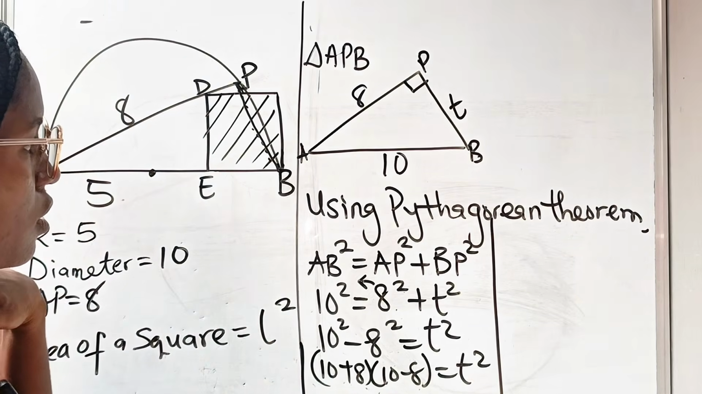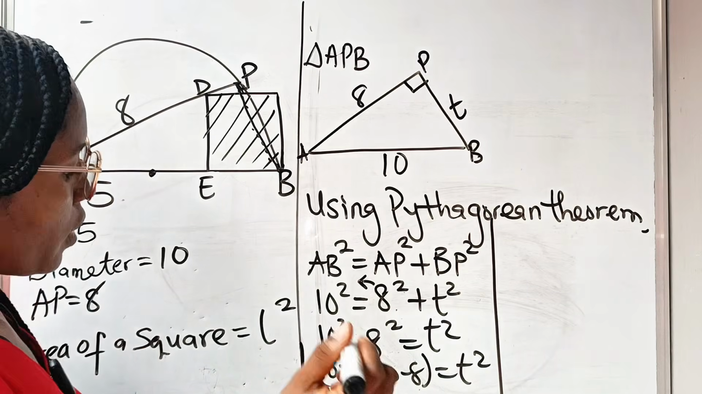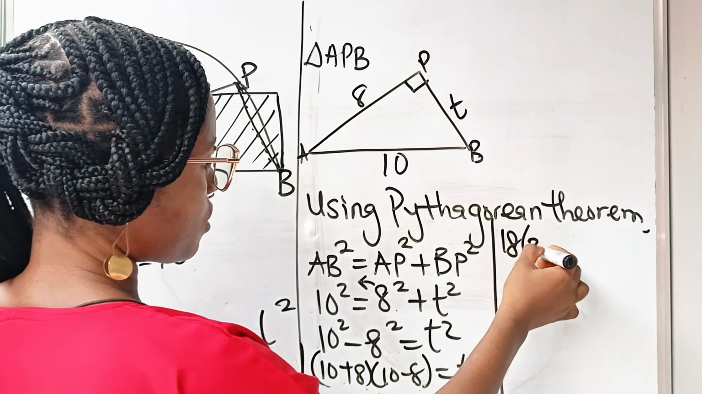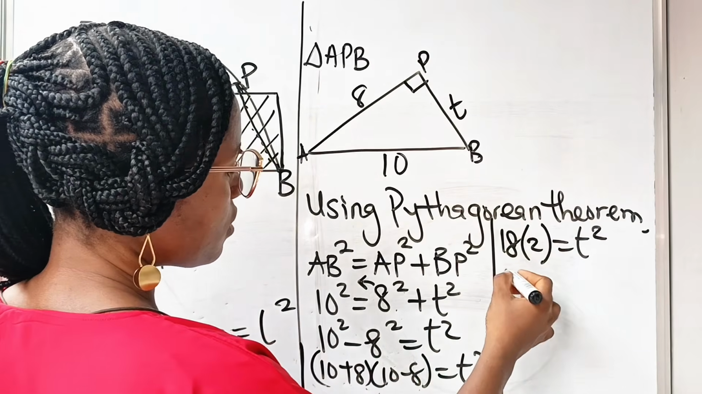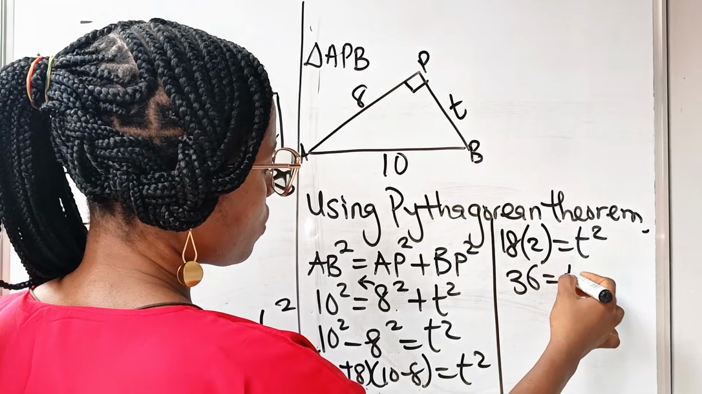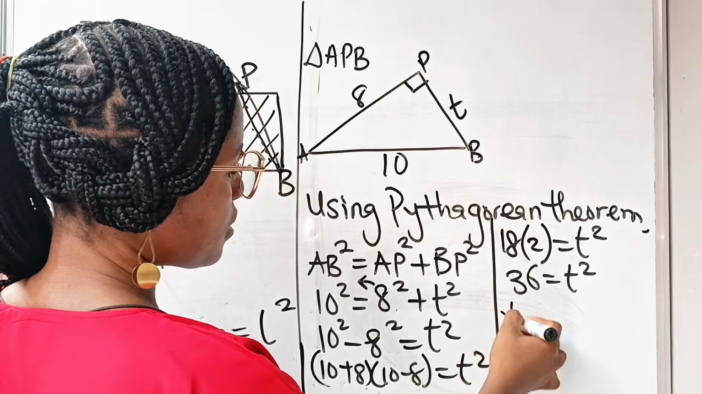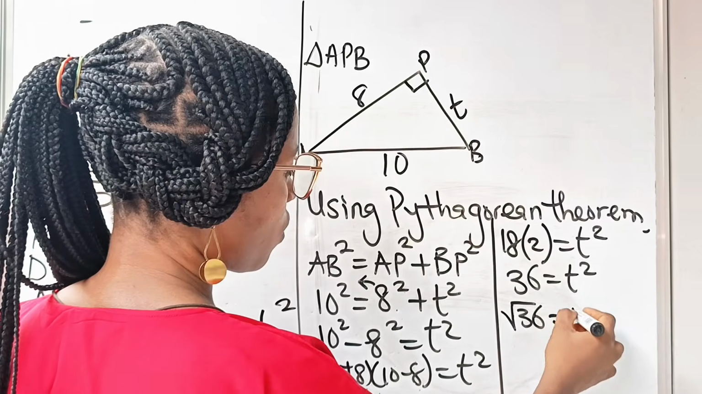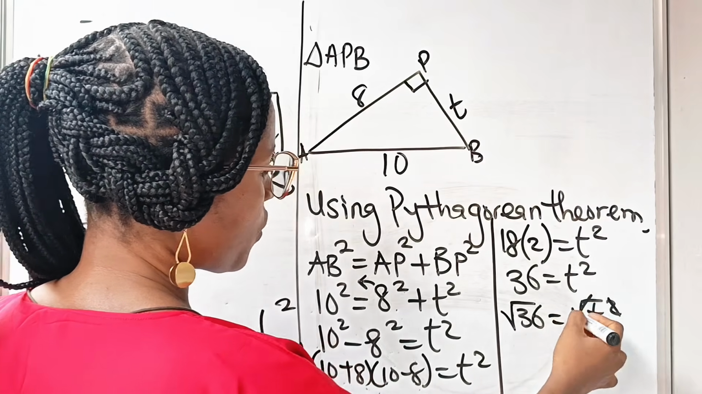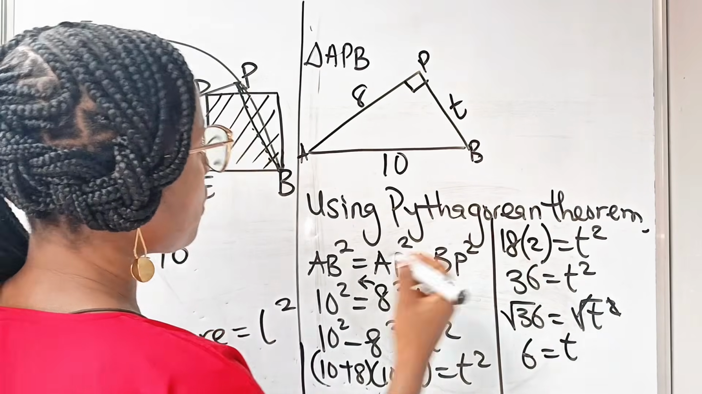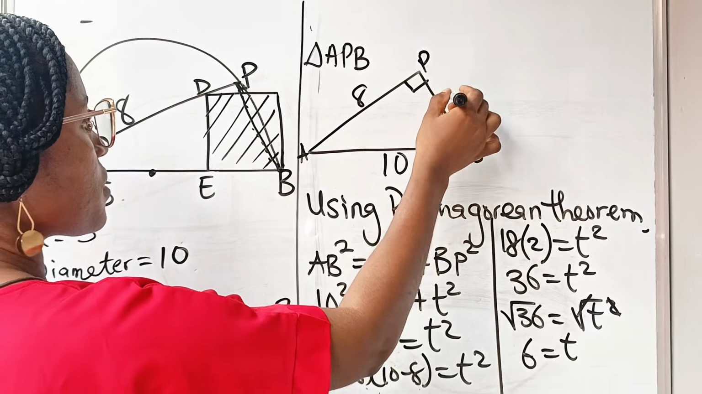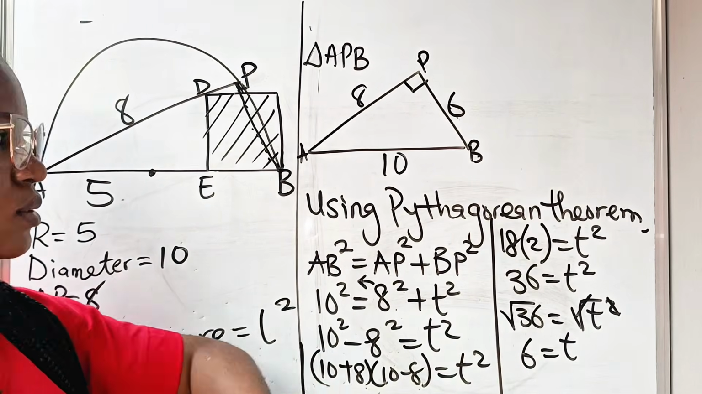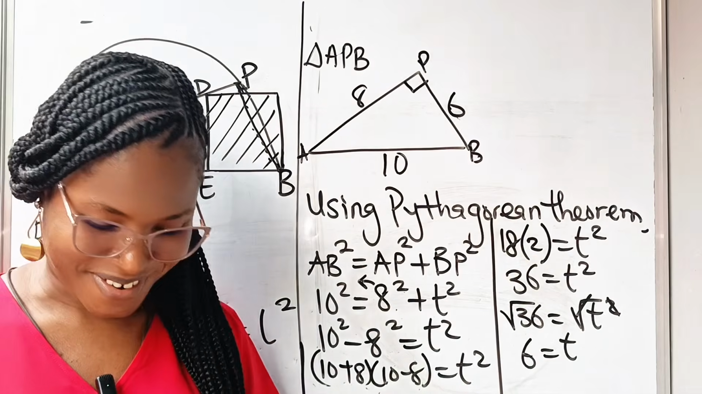Okay, thank you. So moving forward, we have 10 plus 8 is 18, bracket 10 minus 8 is 2, is equal to T squared. So we have 36 is equal to T squared. Now let's take the square root of both sides. The square root of 36 is equal to the square root of T squared. This will remove the square and we have 6 is equal to T. So we can write here T to be 6. Okay, let's erase this. We are done with the Pythagorean theorem.